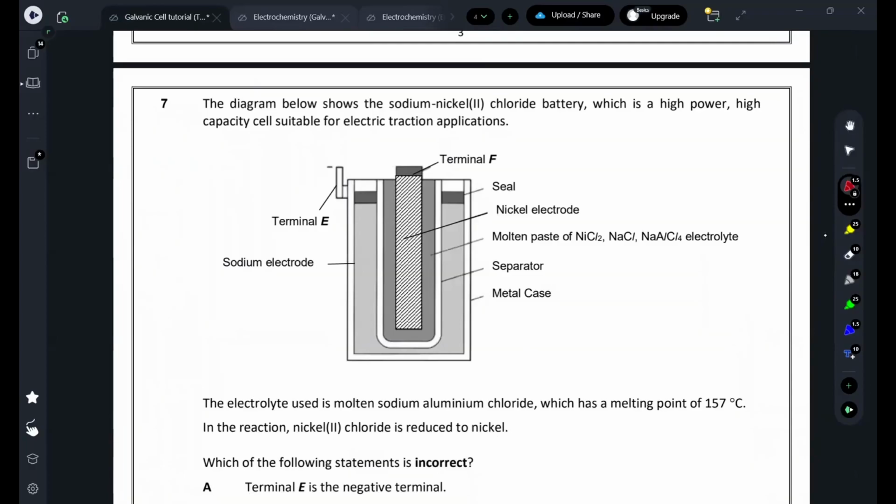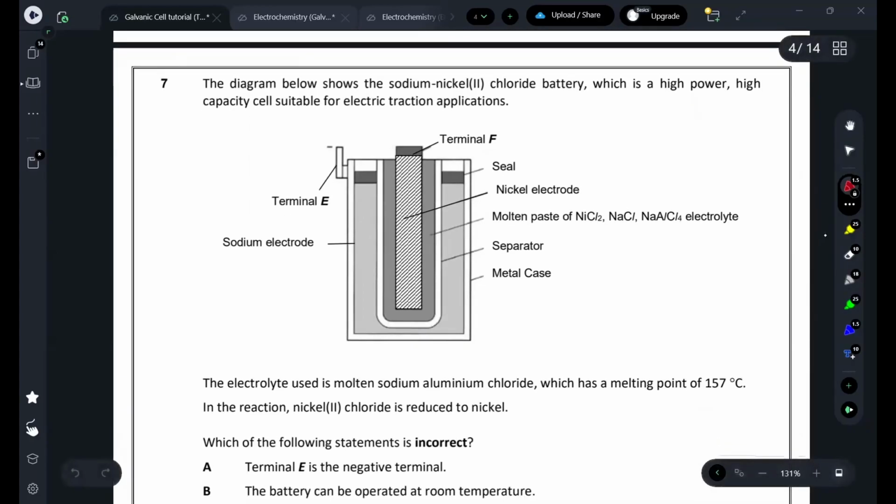Okay, guys, when you look at the battery diagram, please don't get intimidated by it, because there are 1,000,001 battery cells that they can give to you. All you need to ask yourself is where is the oxidation and where is the reduction? That's it. From there you can work out everything else. The diagrams are always going to be a little bit different here and there.